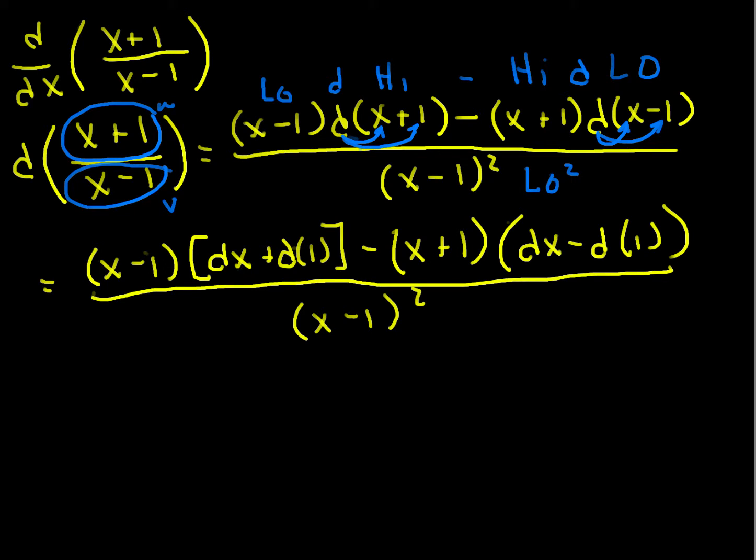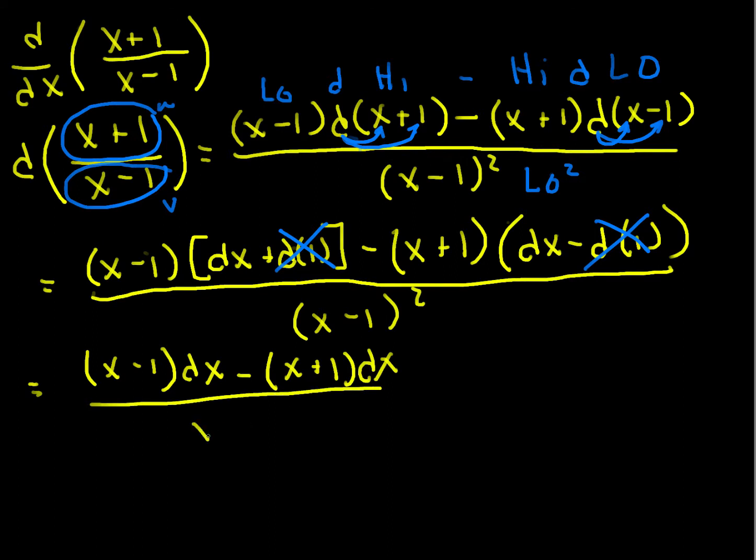Now, d1, as we know, is 0. That's the differential of a constant, so it zeroes out. d1 here zeroes out. So I end up with this all equal to x minus 1 dx minus x plus 1 dx all over x minus 1 squared.